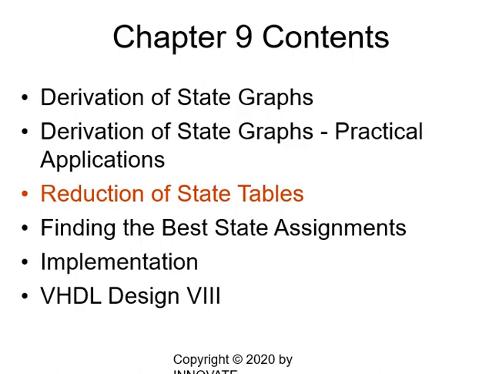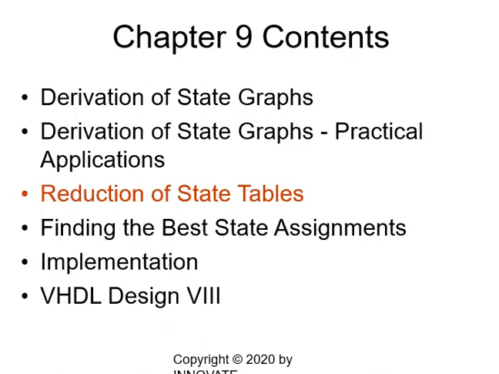In Chapter 9, we are concerned with the design and the implementation of synchronous sequential machines. And we said there are 4 main steps to design and implement a sequential machine. The first step is the derivation of state graphs, and the second step is the reduction of the state graph and state tables. Then we do state assignments, then we implement the machine.